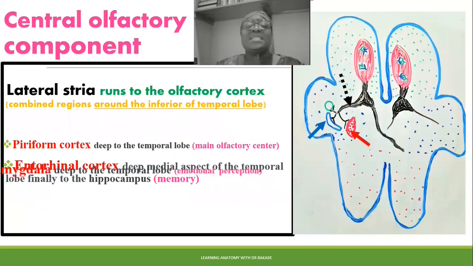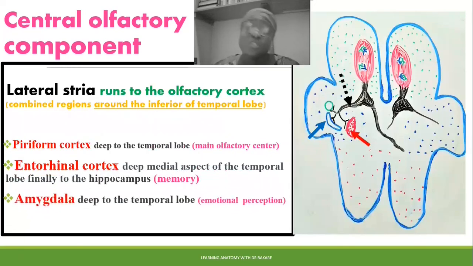Then the next region is the amygdala. The amygdala is also located at the deep part of the temporal lobe of the cerebral hemisphere, and this is what is arrowed here in green. Some fibers are also directed from the lateral olfactory stria to the amygdala, and this is responsible for the emotional perception of smell. There are times that a particular type of smell is perceived and it tends to change our emotion. At times you become happy, at times you become sad.